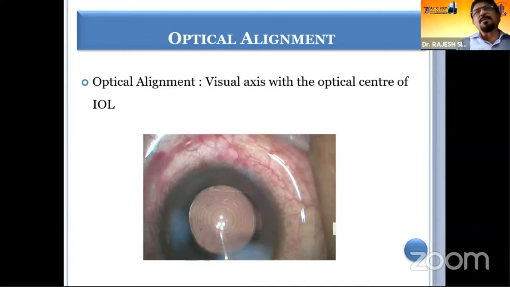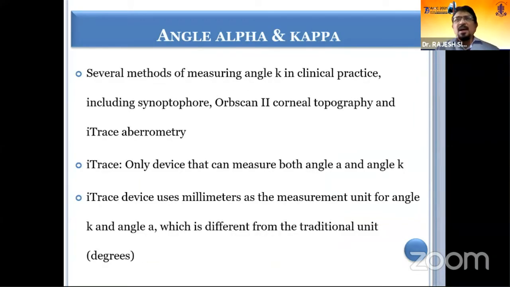Then the third and most important thing is the optical alignment, which is very, very essential in a case of a multifocal lens. Now, there are two entities, angle alpha and angle kappa, which have been discussed earlier in previous talks. There are several methods of measuring angle kappa: you can use synoptophore, you can use OpScan, you can use eye trace aberrometry, but angle alpha is measured only by eye trace, and it uses millimeters as the measurement unit for angle kappa and alpha.